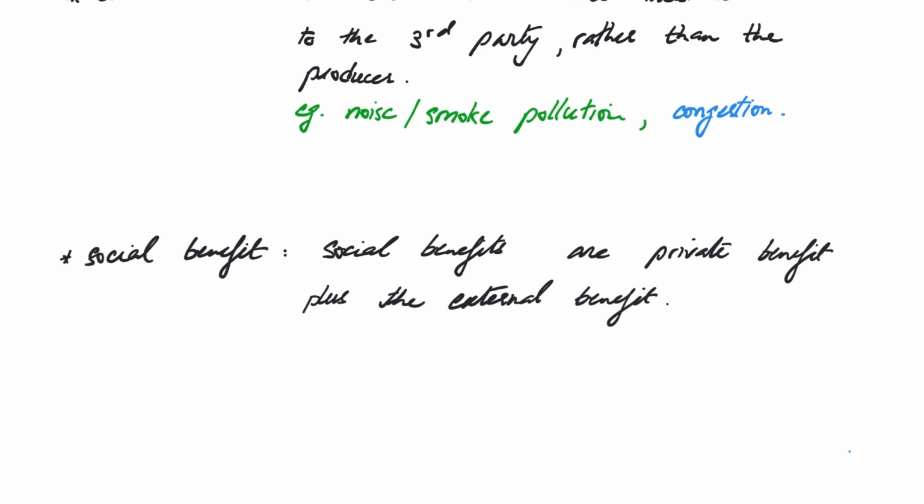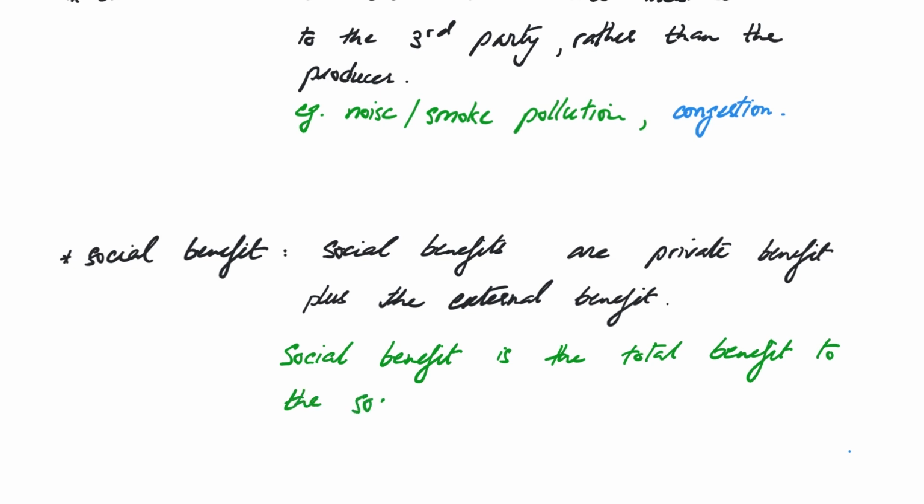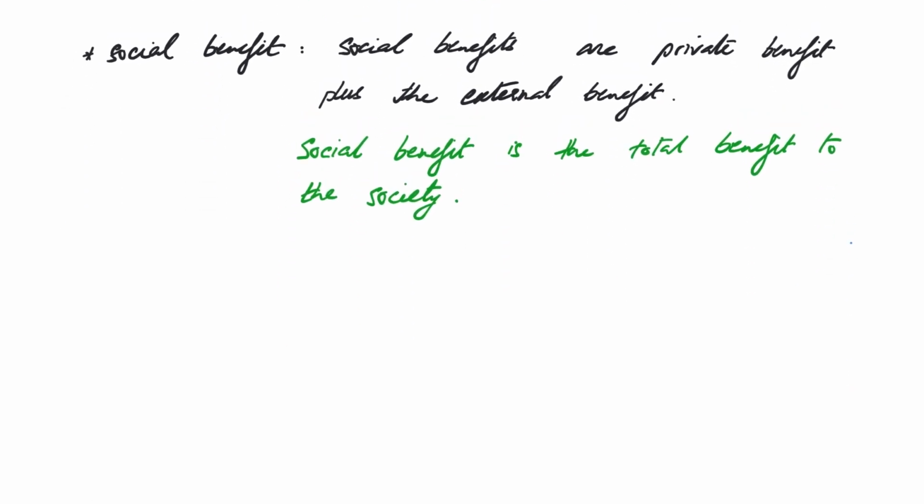Or, in other words, you could say that social benefit is the total benefit to the society. So we've used two words here, private benefit and external benefit. So then you should be able to define for one mark what private benefit is.